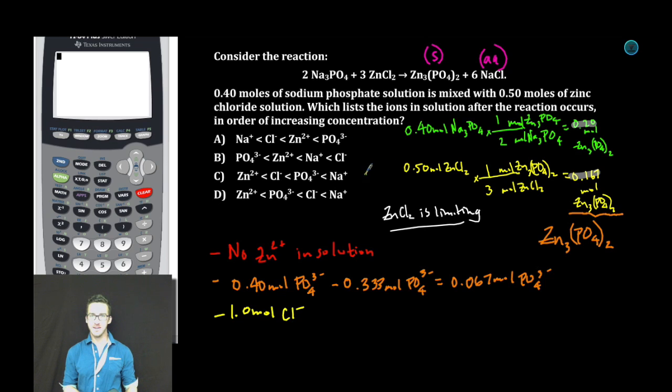And then lastly, as you think about sodium, we had 0.4 moles of sodium phosphate, and for every mole of sodium phosphate, we have 3 moles of sodium ions. So we're going to get 1.2 moles of sodium ion.